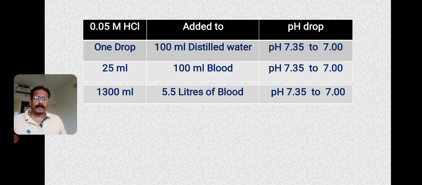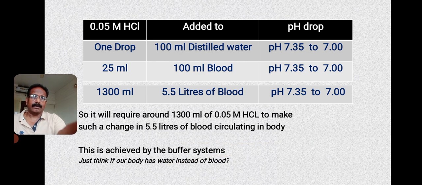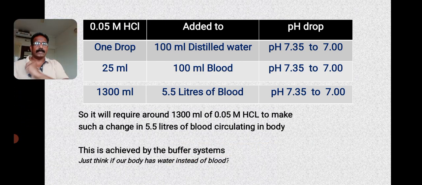The whole body contains around 5.5 liters of blood. To bring the pH from 7.35 to 7, the whole body would require 1,300 ml, that is 1.3 liters, of the same solution. This is how buffers become very effective in maintaining the constancy of pH in our blood. Now just think, if our body had water instead of blood, what would happen? That is how buffers achieve this.